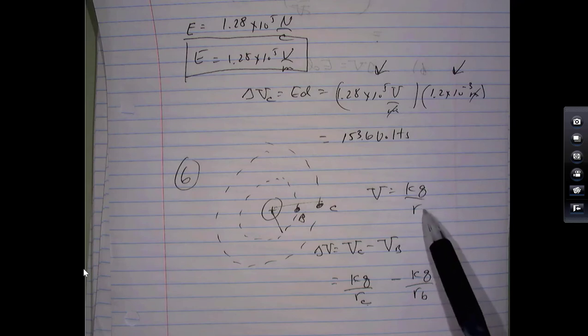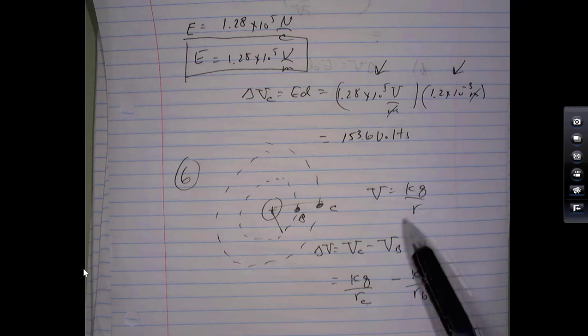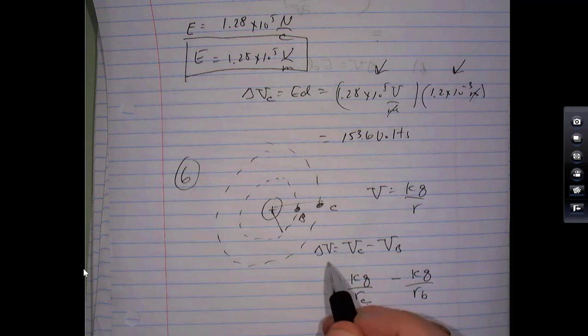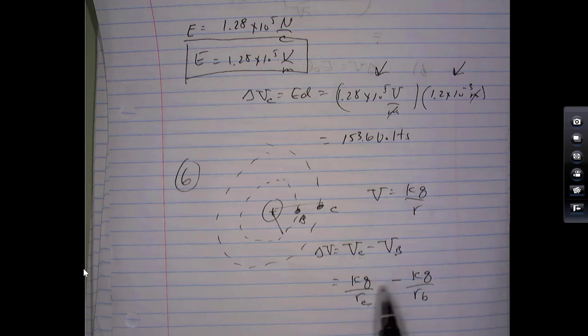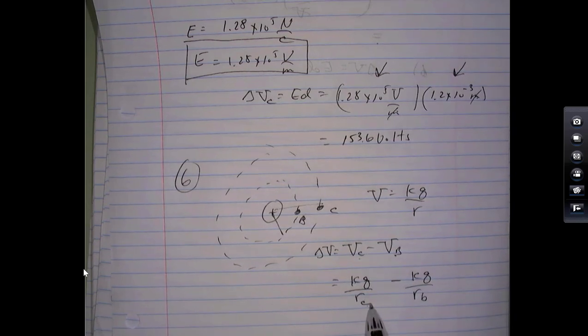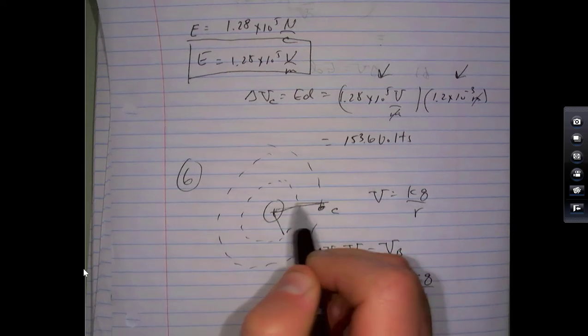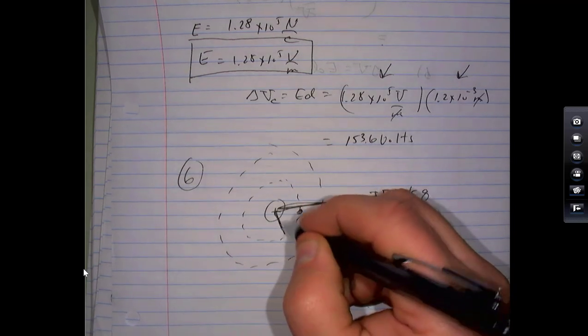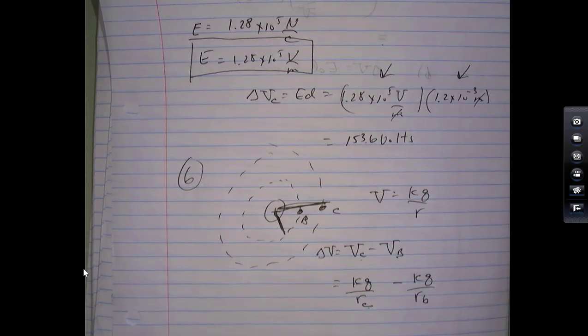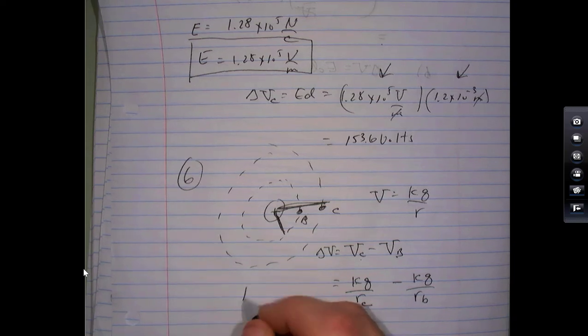Okay, so for a point charge, the voltage due to a point charge is KQ divided by R, where R is the distance away. So the potential difference at C minus the potential difference at B, that's what they're asking for. This would be the voltage at C, so KQ divided by the distance to C. That's the distance to C. Minus the voltage at B, which would be minus KQ, and then the distance to point B. That's this distance. That's not as far. Okay, so put all the numbers together there.